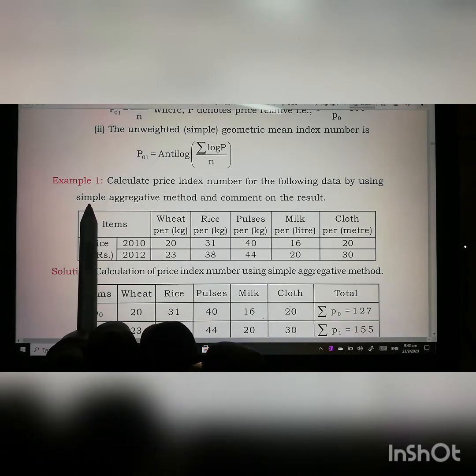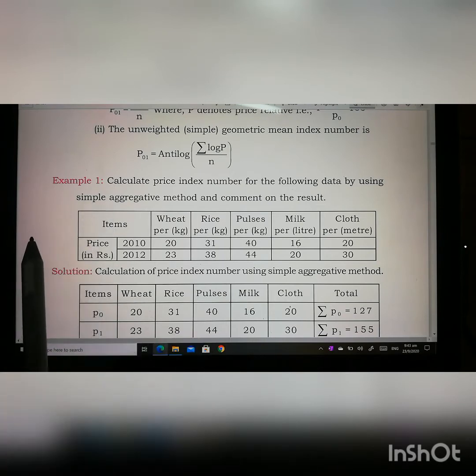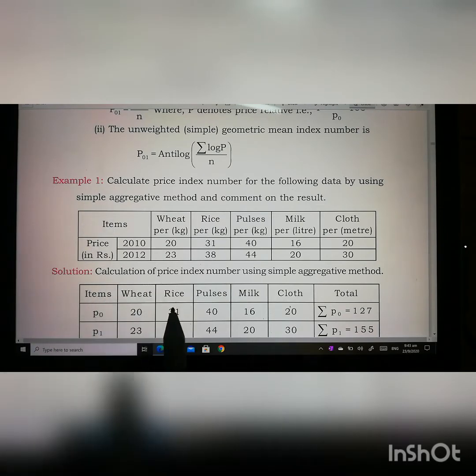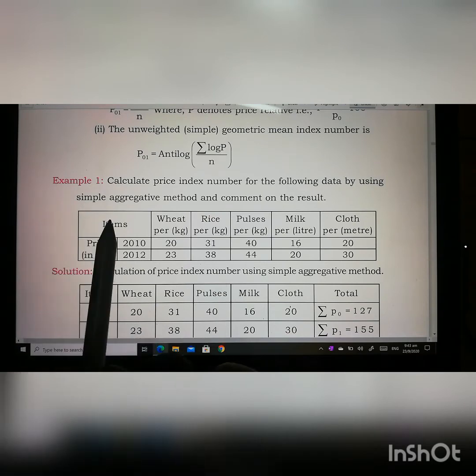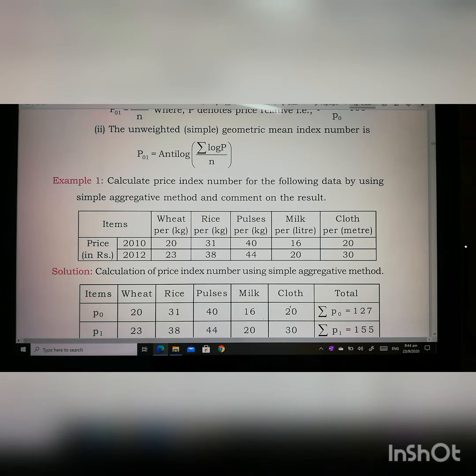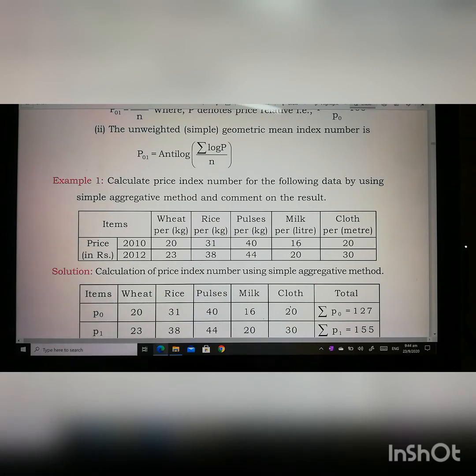When the word simple comes in the question, you always have to understand that they refer to unweighted index numbers. No weights are attached to it. I hope you understand this. In some questions, they mention it as unweighted, so there won't be any confusion. But when they mention simple, you may have some confusion. But simple is only unweighted index number, students.